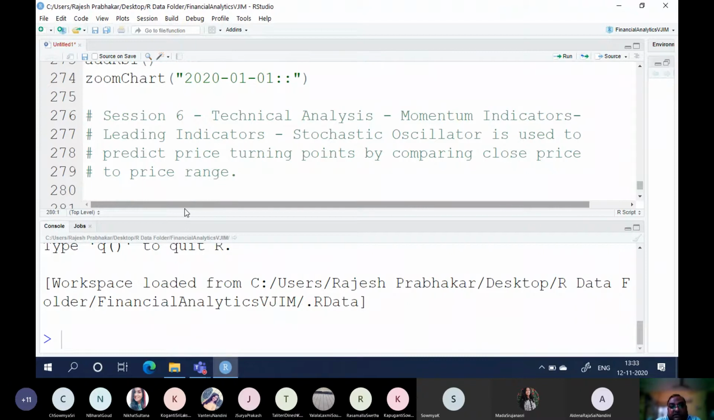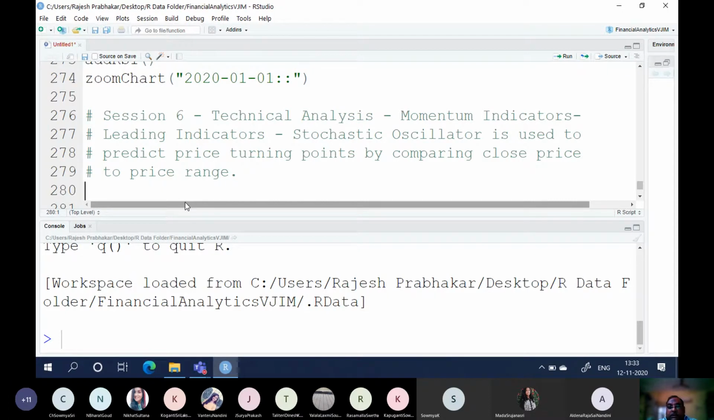Okay. The stochastic oscillator is also one of the most important technical analysis indicators used in the Indian market. It's a leading indicator. As the name suggests, it moves within a price range. How the price moves within a specific price range is what we call the stochastic oscillator. It is also very interesting for finding price turning points, to know when the price will turn.